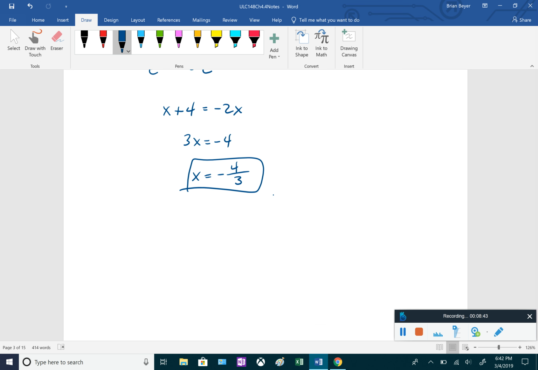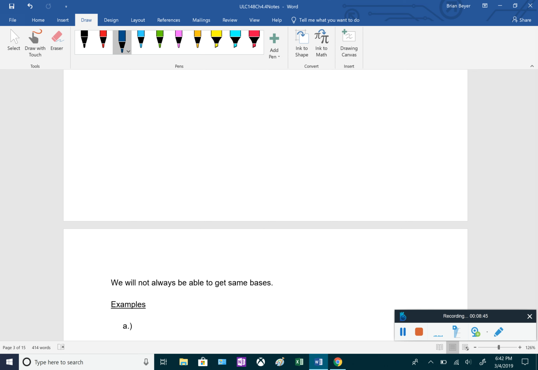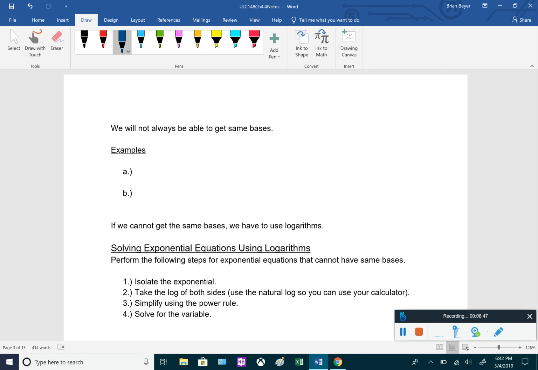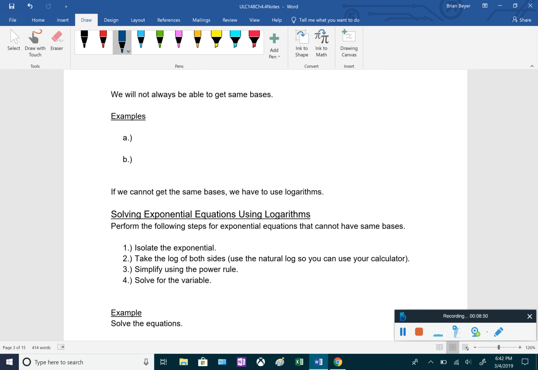Okay, so that's the one way that we can solve exponential equations. But obviously we will not always be able to get common bases on both sides. For example, if we had something like 4 to the x equals 15, we could not rewrite those getting common bases, so this method wouldn't work. Or something like 3 to the (x plus 1) equals 22 to the 4x. We could not get common bases here, so that method would not work.